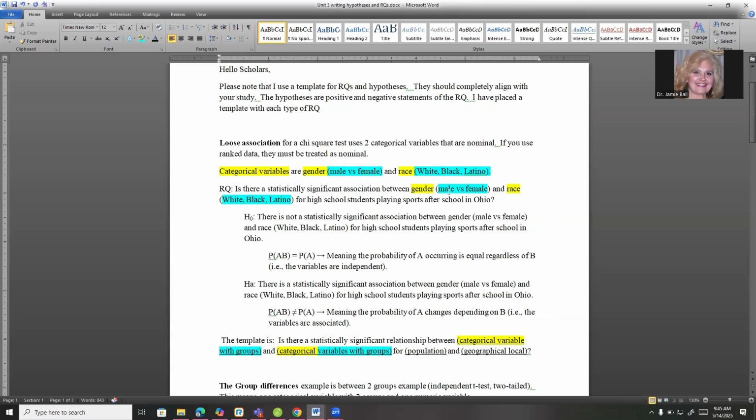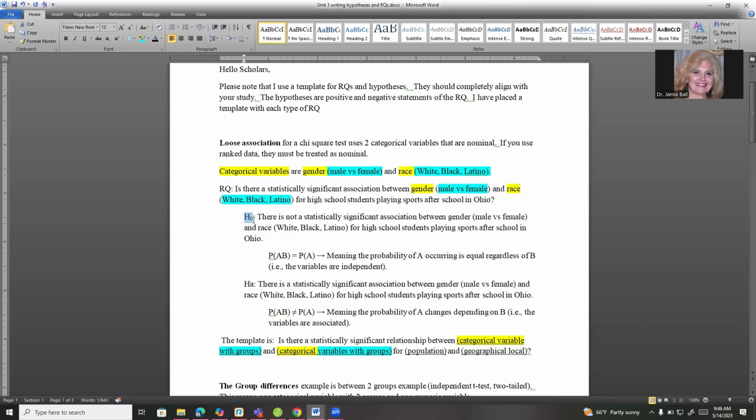Okay? So is there a statistically significant association between gender, male versus female? Those are my categories, my groups, and race. And my groups, my categories are white, black, and Latino. For high school students playing sports after school in Ohio. So I've got my high school, my population, high school students playing sports after school, and a geographic location, Ohio. Okay. Research questions, especially quantitative, should be pretty specific.